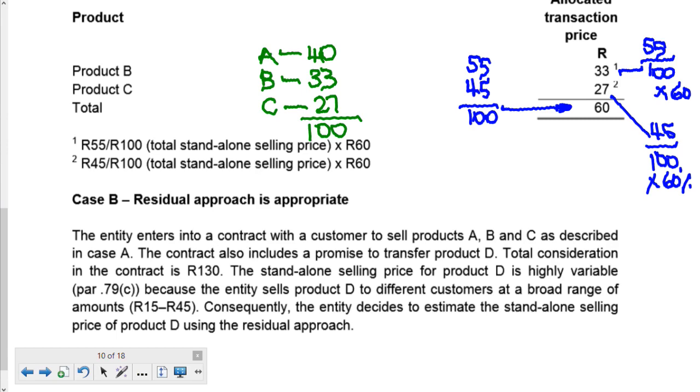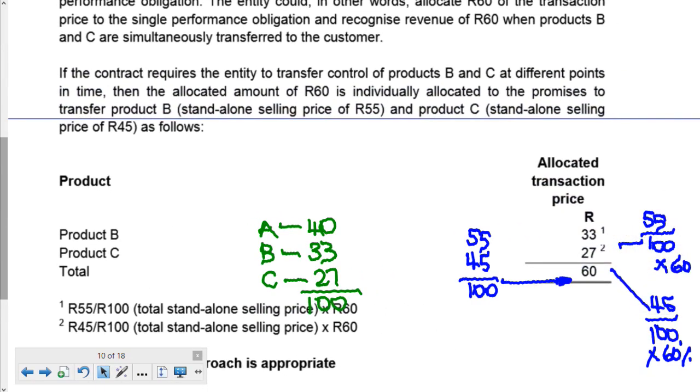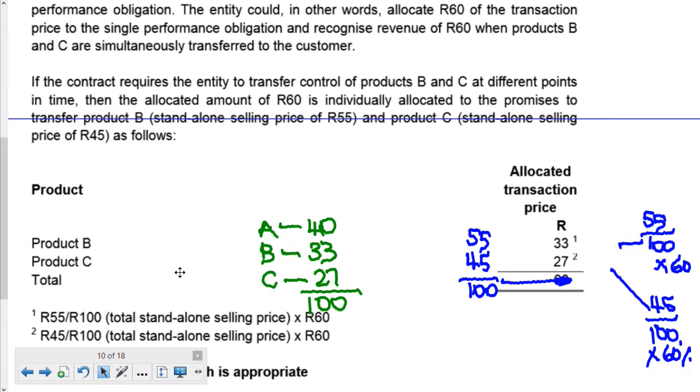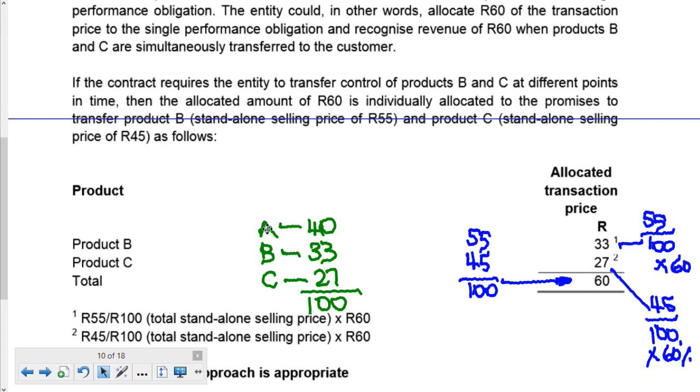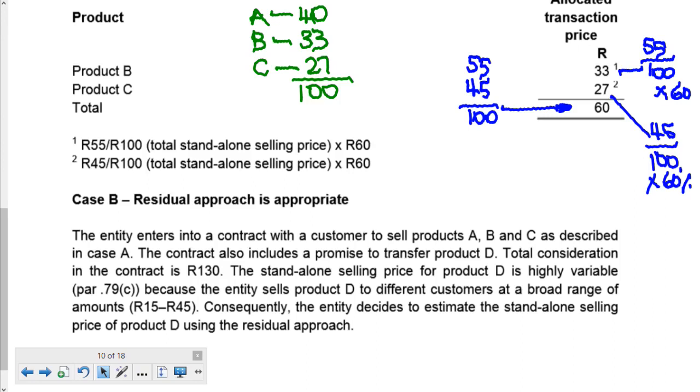So in case 1 then, I have a contract to sell A, B, and C for 100 Rand. I usually sell B and C together, so I'm going to say that B and C together would be the 60 Rand and A would be the 40, that's my 100. But I need to split that 60 Rand between B and C, and so that's my split. Make sense? Okay, so this is using market prices.